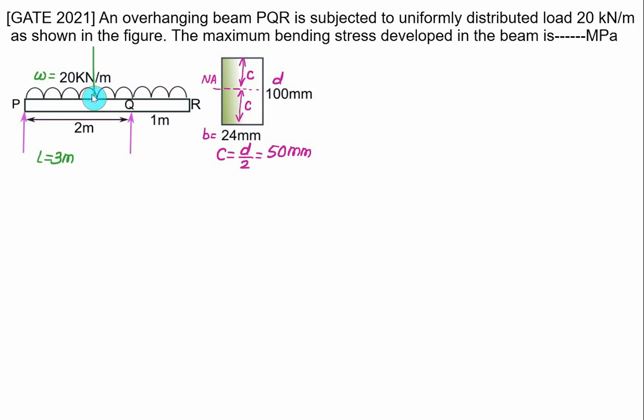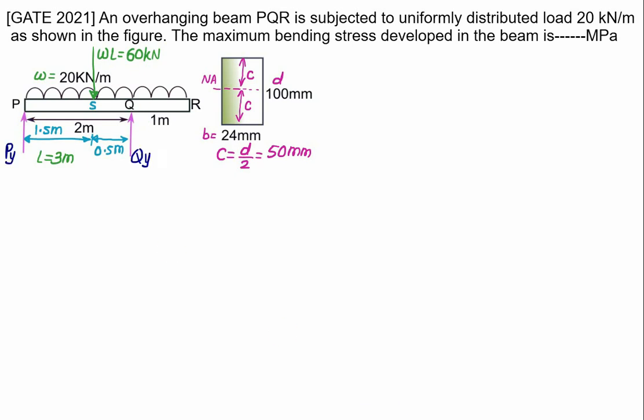So here I will show the value of the equivalent point load, that is equal to W into L, the same as 20 multiplied by 3, equal to 60 kilonewton, and this load will act at L by 2, which is 1.5 meters. So this distance is 1.5 meters. The remaining distance here will be 2 minus 1.5, which is 0.5 meter. Let's say this point is point S where the equivalent point load is acting. So use this figure only to find out the reactions at point P and point Q.